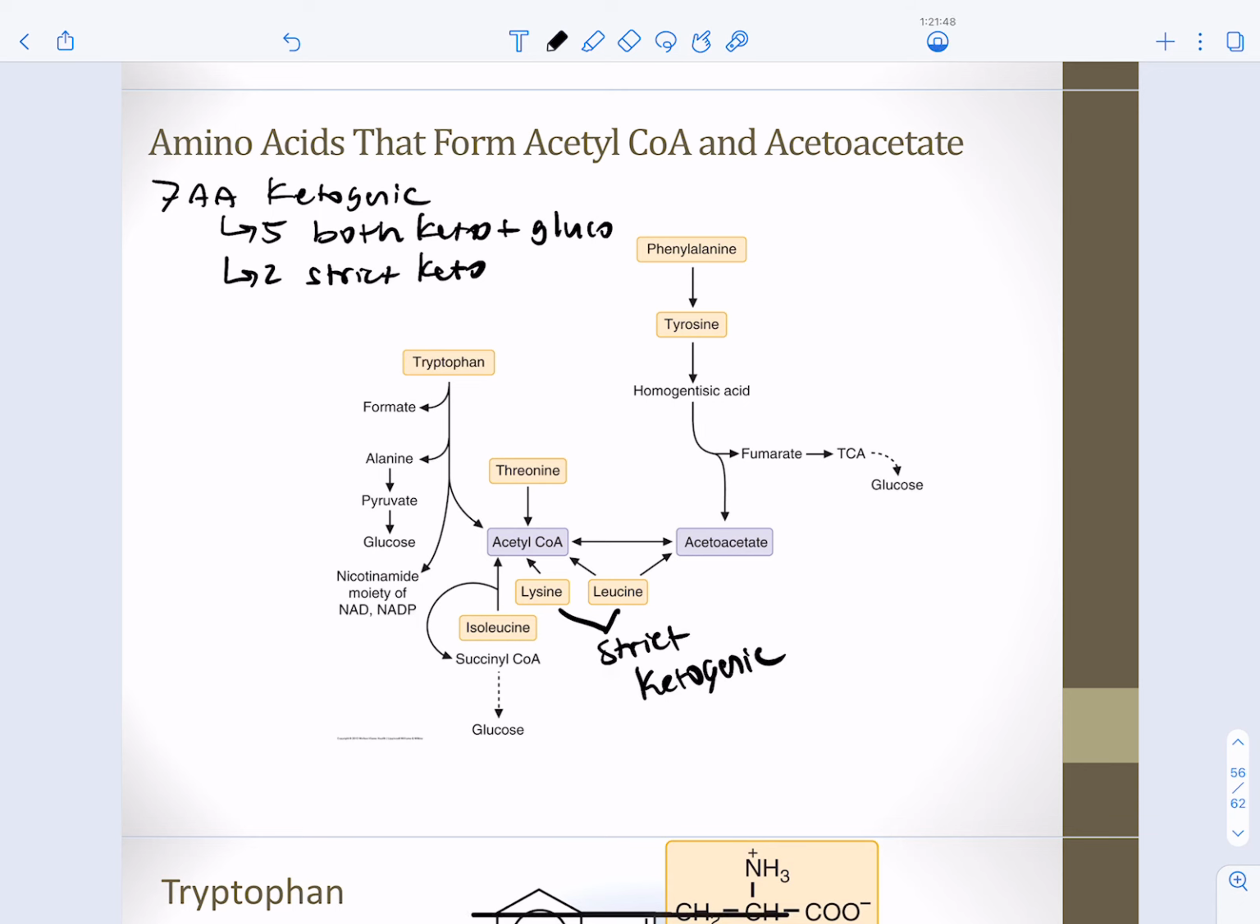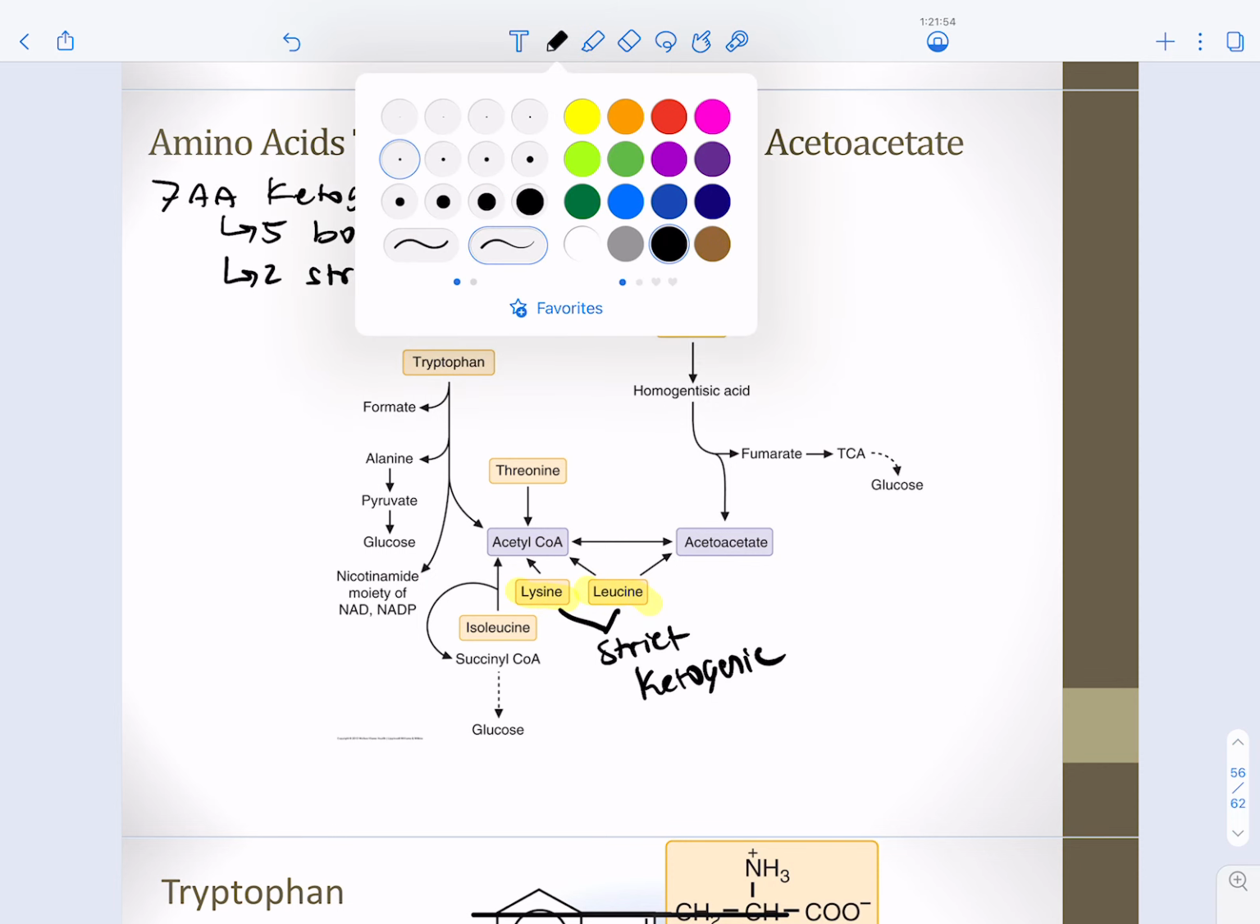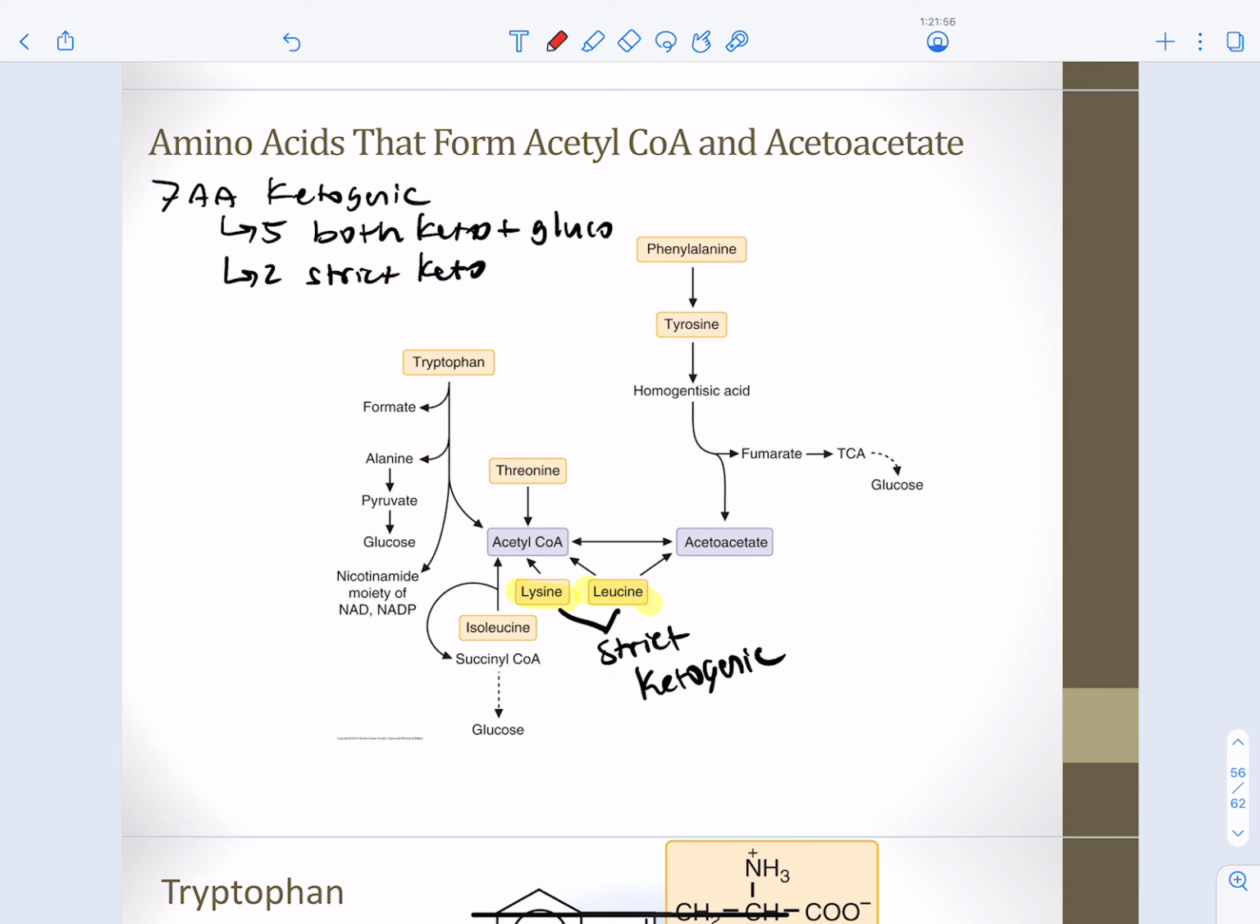These are the strict ketogenics, and all the rest are going to be both. So we have tryptophan, threonine, phenylalanine, tyrosine, isoleucine. All of those 5 are going to be both keto and gluco.